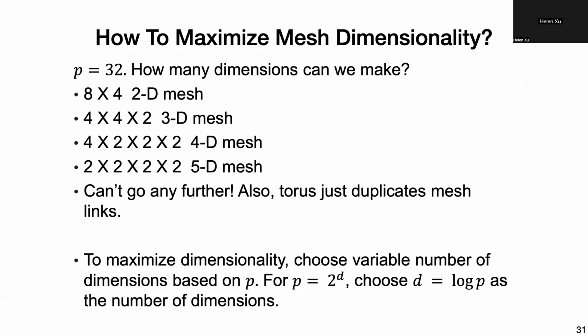And at this point, it doesn't make sense to make a torus either, because there are only 2 neighbors in each dimension, so it would just double the links between the 2 neighbors. So we would just focus on the mesh in the maximum dimension. Of course, it depends on P, the number of processors, which determines how many dimensions we can get. If P is a power of 2, 2 to the d, then we can choose log P as the number of dimensions, which would put 2 in each of the dimensions.